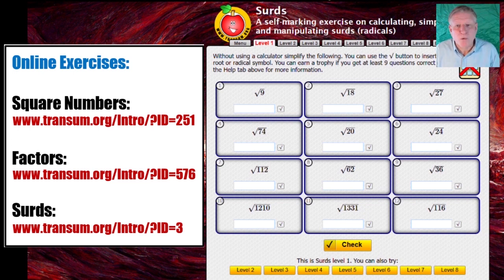So this is level 1. All we have to do is simplify these numbers written in square root signs. So let's have a look at the first one. The square root of 9. I know that. That's 3. So I don't need any calculation to type in 3 here. Now, as you're going through the questions, click on the check button as often as you like to make sure you're getting the answers right. If you get the answer wrong, like this, you can simply just change your mind and have another go.